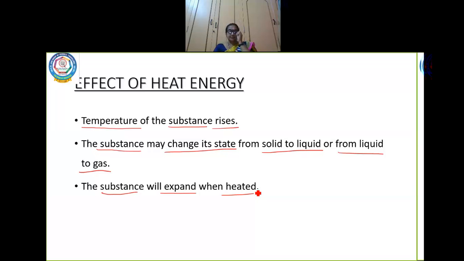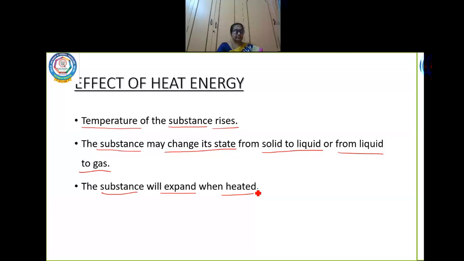Now the substance may change its state, either from solid to liquid or from liquid to gas. And the third point is the substance will expand when heated. Now this concept is explained in your textbook.